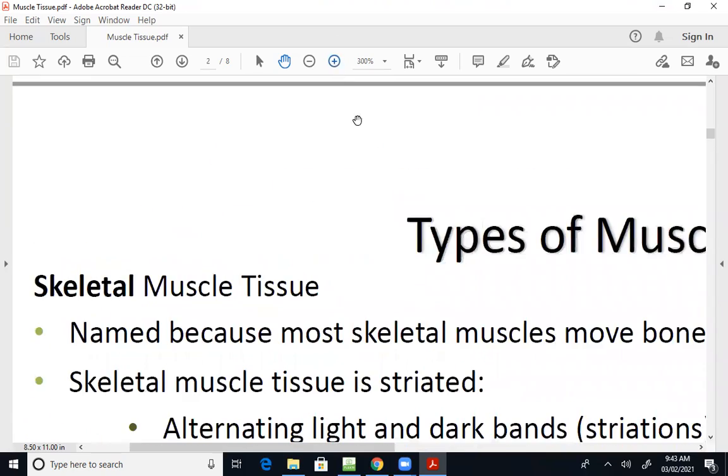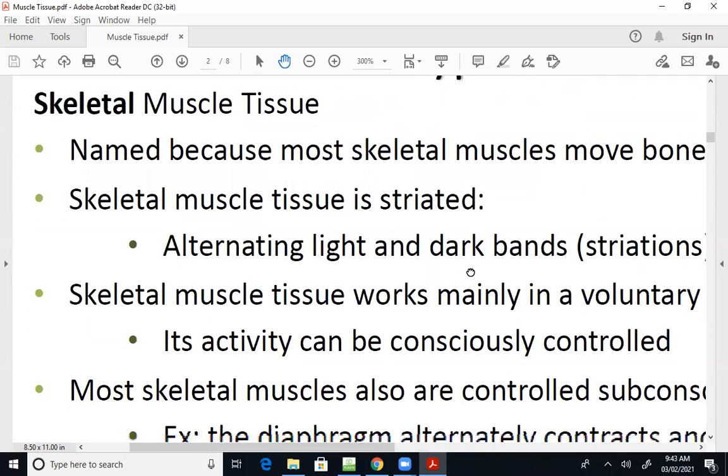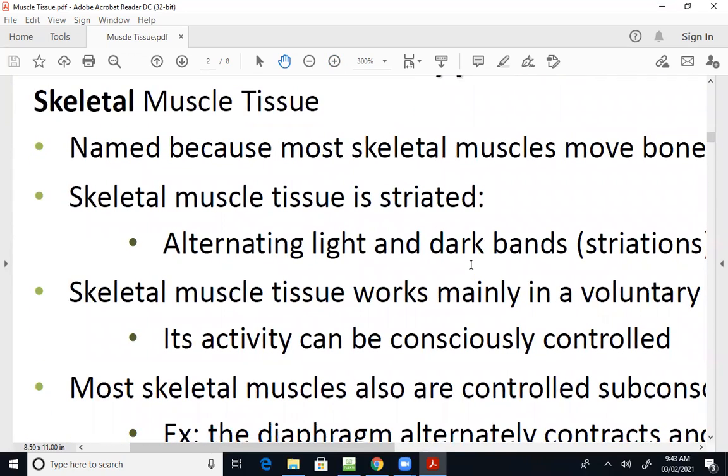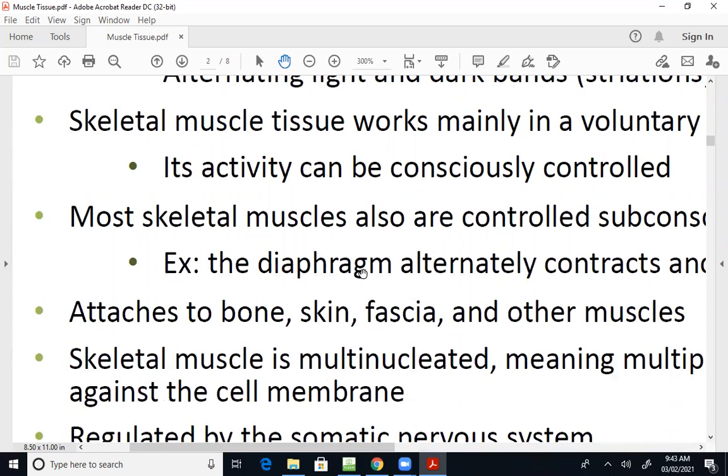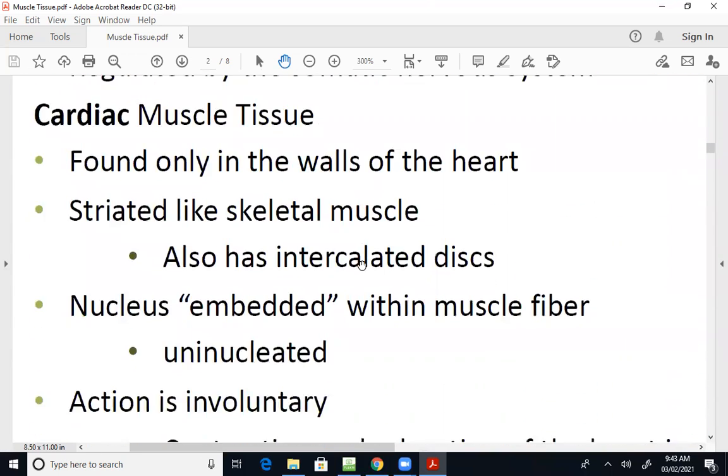Okay, as promised, we'd talk more about the three types on this following slide. A lot of the information here is stuff we briefly glossed over in our tissues lecture. The figures on this page should also look pretty familiar to you, because those were the three images that we looked at and you had to know for exam one.